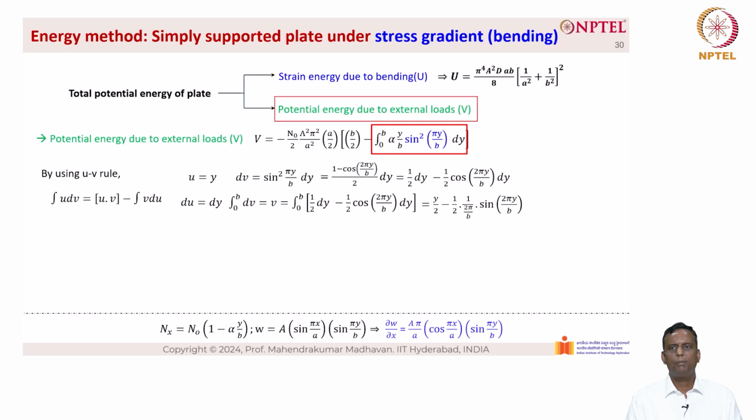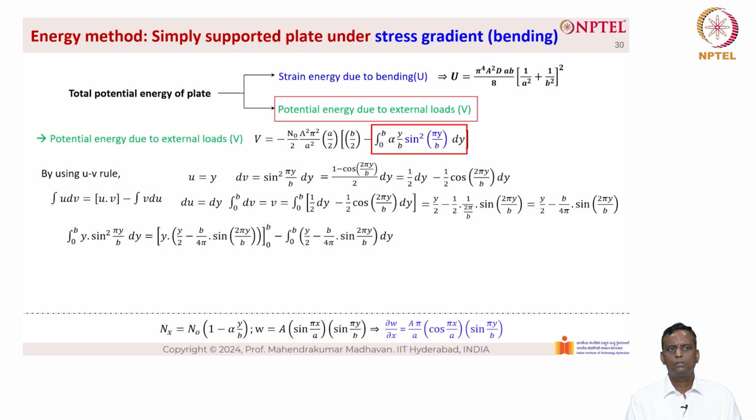So this becomes y by 2 minus half into 1 by 2 pi by b into sine 2 pi y by b. Here we have to understand that when we integrate cos, the cos becomes sine, and then instead of multiplying we have to divide by the coefficient. So we have minus half, the coefficient is 2 pi by b, which comes down to the denominator, and cos becomes sine, which is just a plus sign because the integral of cos is basically positive sine, so sine into 2 pi y by b.